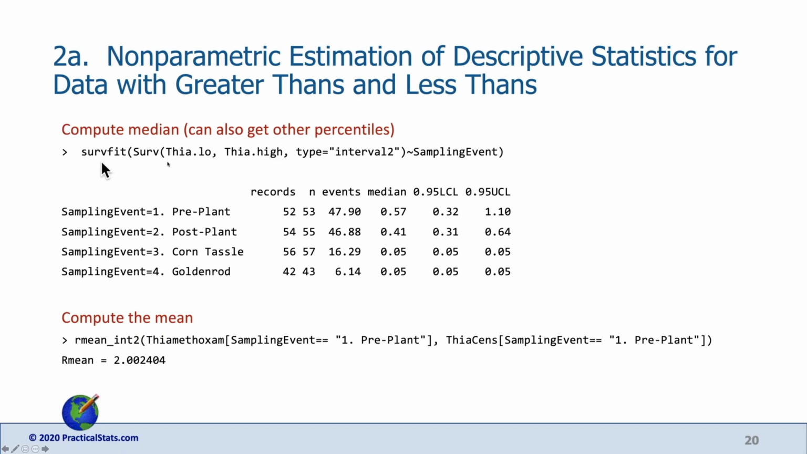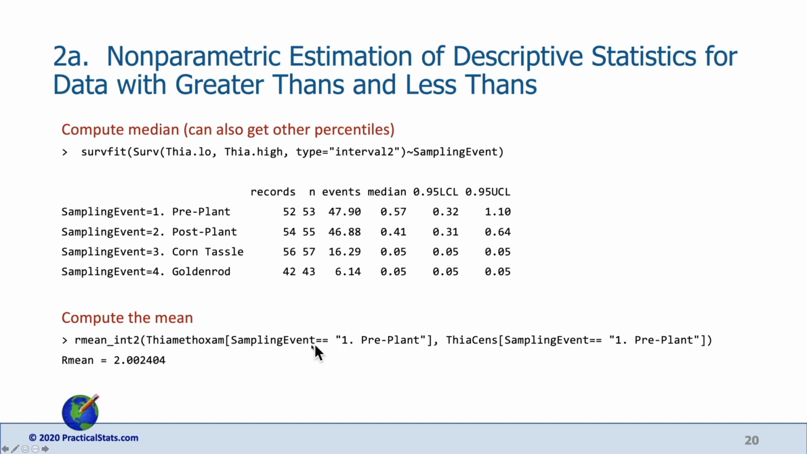Here's the survfit command with the y variable by sampling event. That's just printing out the median and a 95% two-sided confidence interval on the median. It's a little bit more involved with this command to get out the mean. I've done at least the first version of a script that will compute the mean, so that's this thing, our mean interval 2 down here. And here I haven't yet written it to split it out by groups when there are groups, so I have to just put in for one group.